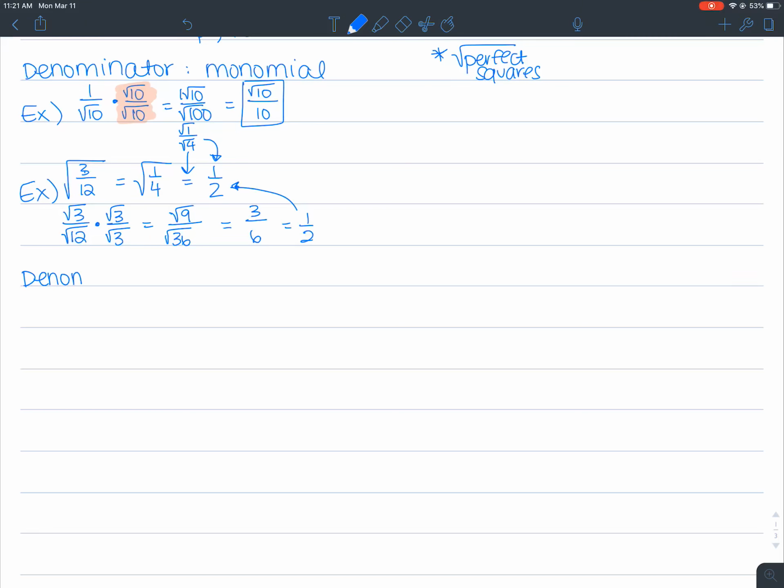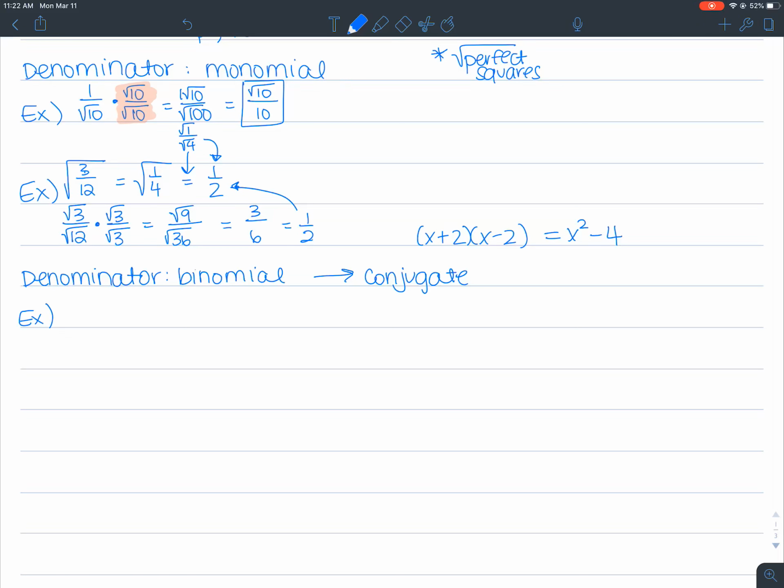Now, what if we have a denominator that instead of it being a monomial, it's a binomial? Then we have this thing called a conjugate. And I want you to think of when we had x plus 2 times x minus 2. When we multiplied those, we ended up saying, well, because it's the same thing on the inside, just with different signs, our middle terms are going to cancel and we get x squared minus 4.